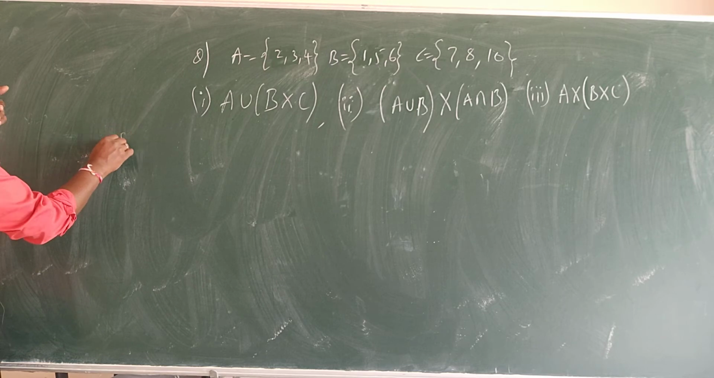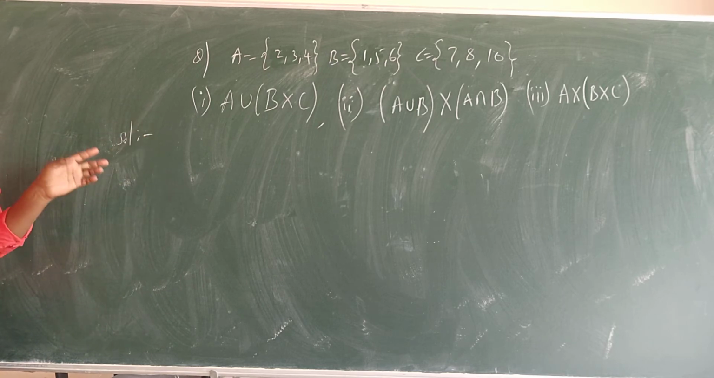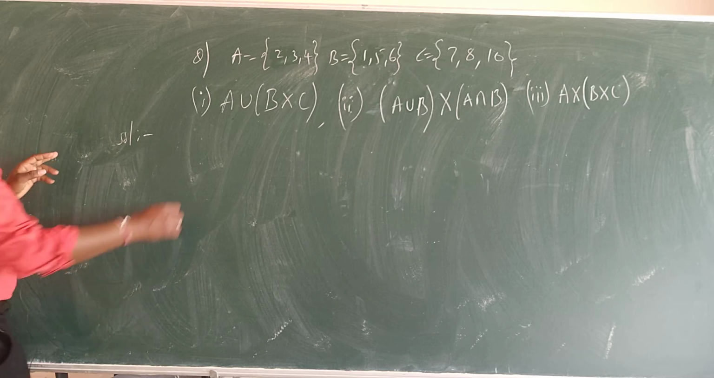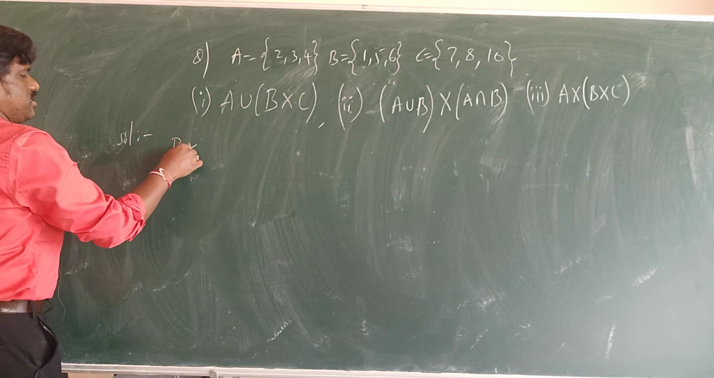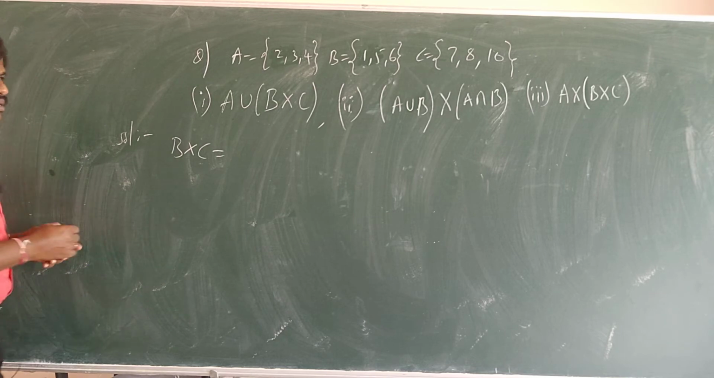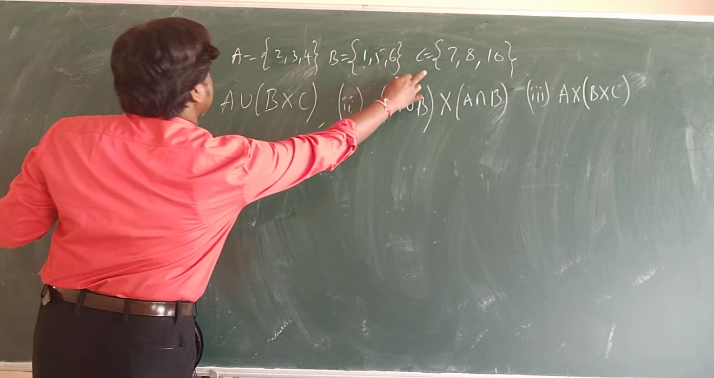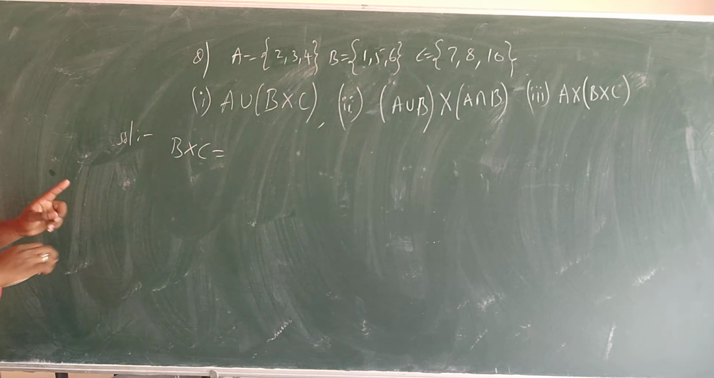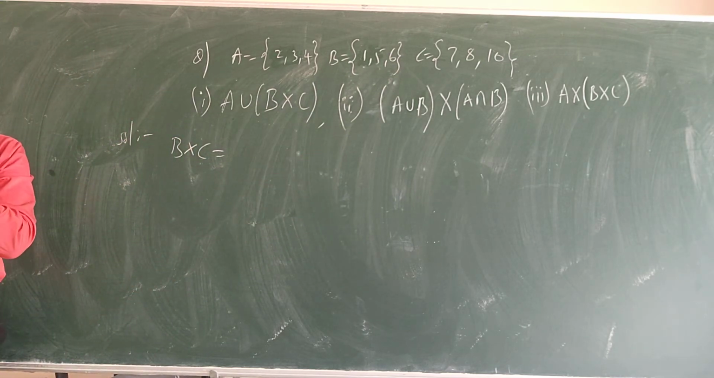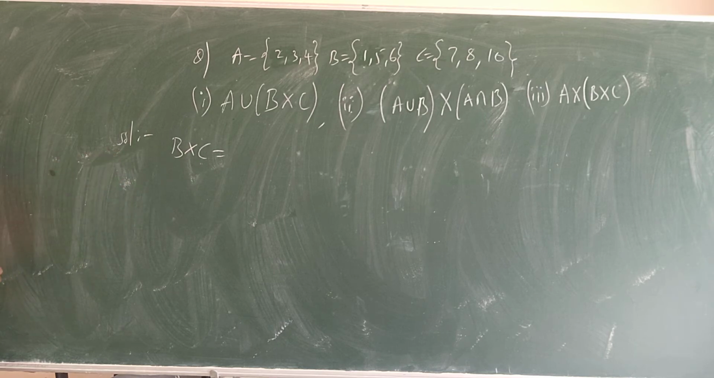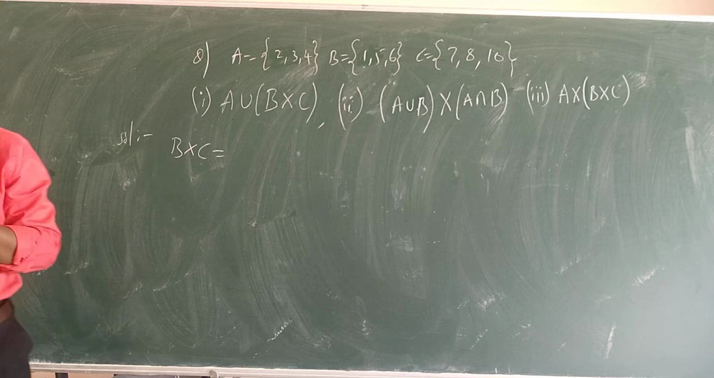First, whenever you have to do this type of problem, first you do the bracket, inside. So inside is what? B cross C. So B cross C means what you do here? B and C sets cross. Their cross can be represented in three ways, diagrammatically: one is overlapping, one is tree diagram, one is graphical representation.